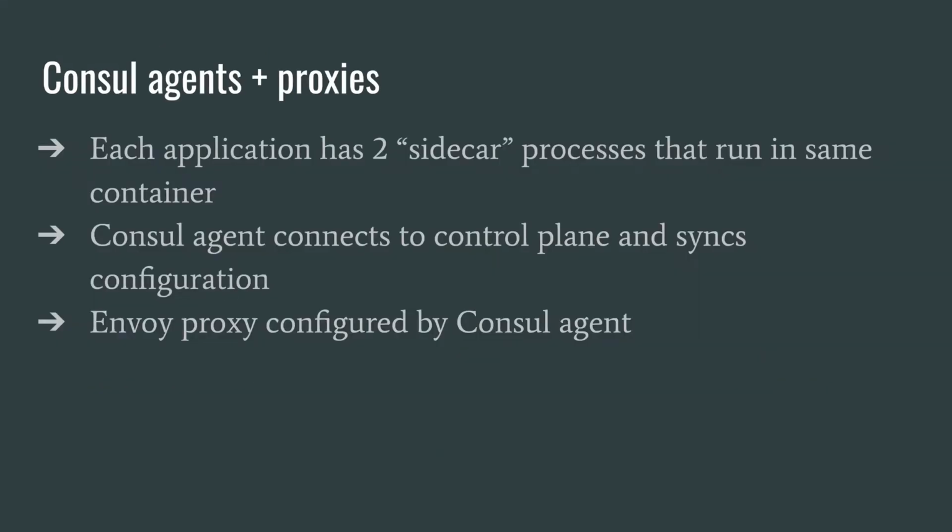To build a mesh, we need to register applications within it. The way we register applications is that we run these two sidecar processes within the same container. One of these is the Consul agent, which is configured to sync configuration down from the control plane and keep that all up to date. And we also deploy an Envoy process managed by Consul. Envoy is a highly configurable proxy. It's the same one Istio uses. You may have heard of it through that. And it can sync configuration via the local agent to make sure it stays up to date.